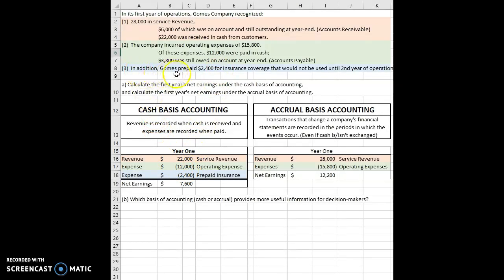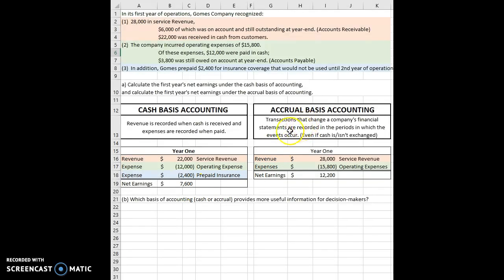In addition, Gomes prepaid $2,400 for insurance. That was paid during the first year, even though we're not using the insurance, it was still paid. So that would still be considered an expense under the cash basis accounting. So that's also going to be a negative value. So if you take your revenue, subtract all of your expenses, we have a net earnings in our cash basis accounting of $7,600.